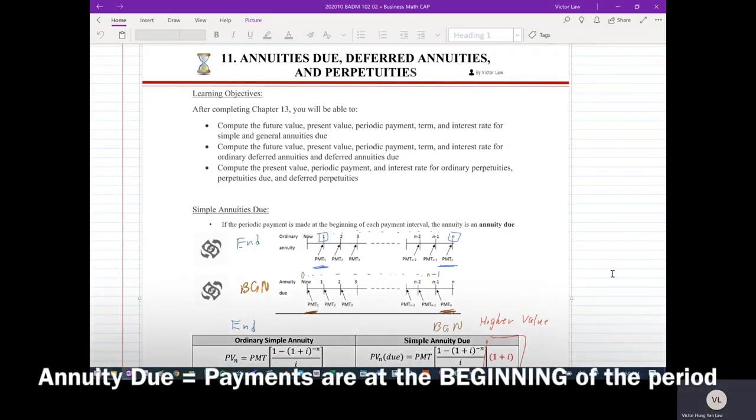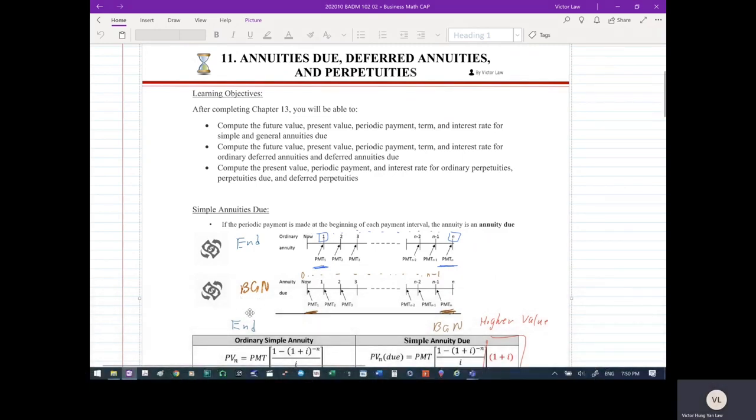So one of the new things about this chapter is that now we're introducing annuity due. Annuity due is when we have the payment at the beginning of the period, so BGN. Before, we had the payment at the end of the period. If the payments are at the end of the period, the payment starts from period 1, at the end of the first period, and it goes all the way to period N. So that's what we had before.